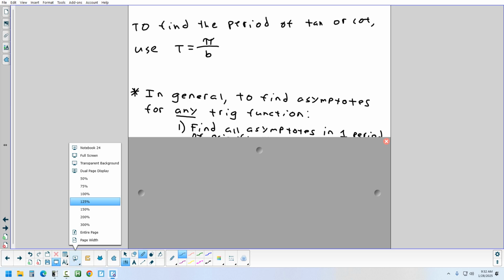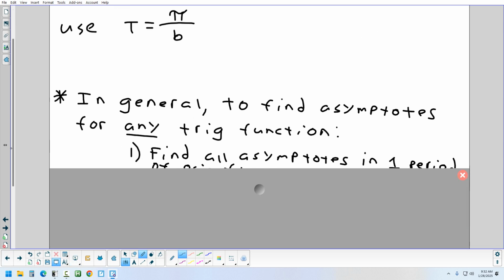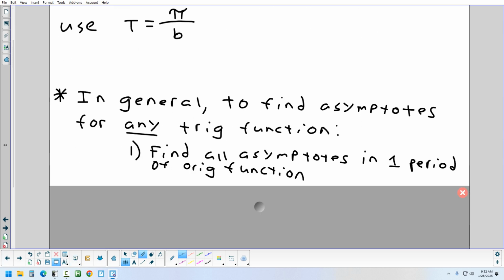All right, so how do you figure out your new asymptotes? Well, the first thing is you need to know the original asymptotes. How are you going to know that? I just gave you a chart. So find all the asymptotes in the original function for one cycle. Okay, just look it up in your chart.